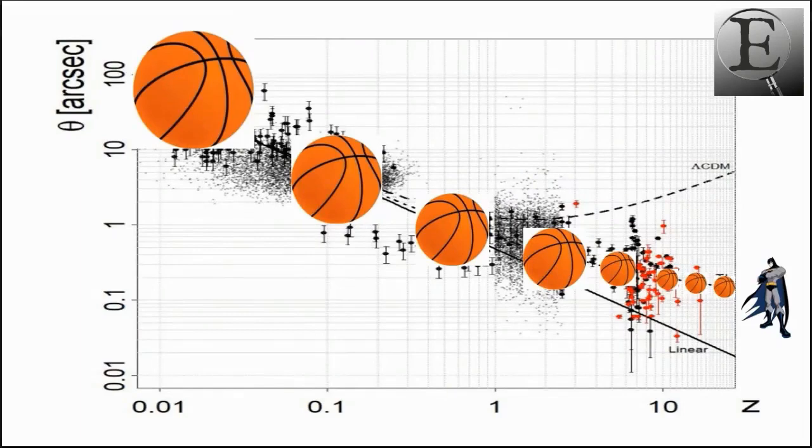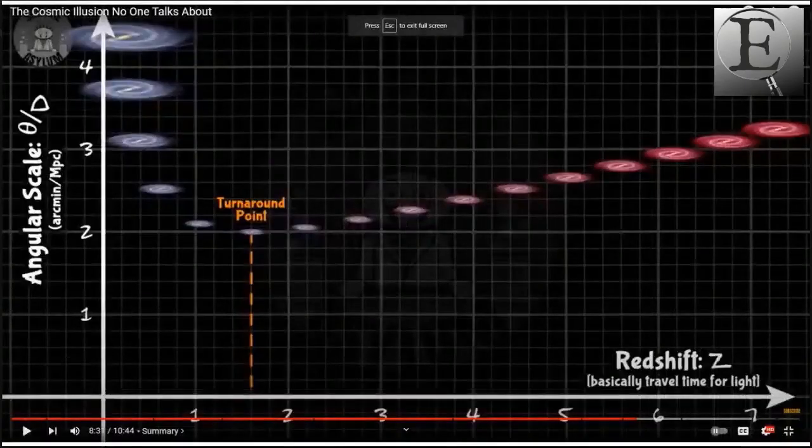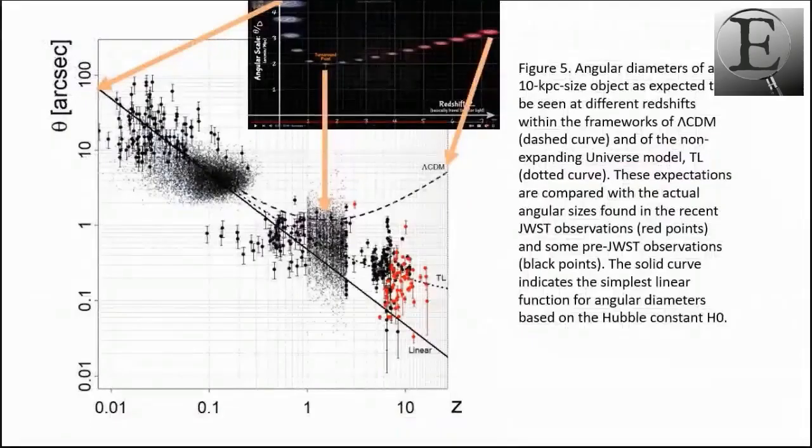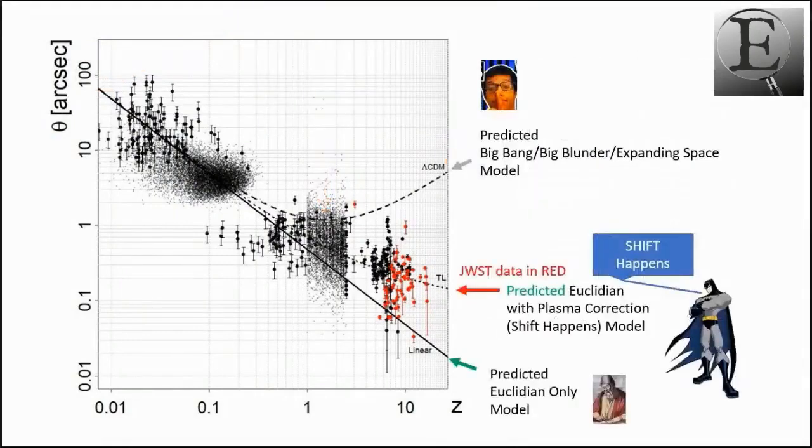Let's relate the graph from Science Asylum to the graph in the peer-reviewed paper. We can clearly see the actual observed angular diameter points converge on the predicted Euclidean plasma-corrected model, aka the shift happens model, and not the Big Bang. The Big Bang expanding space model therefore fails because shift happens.